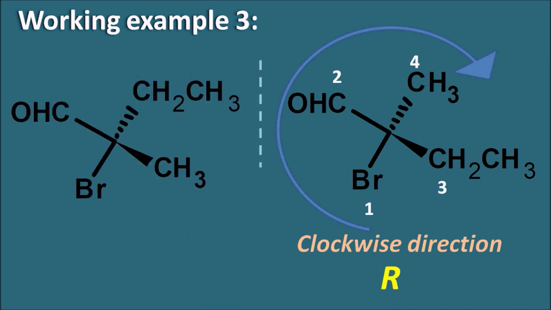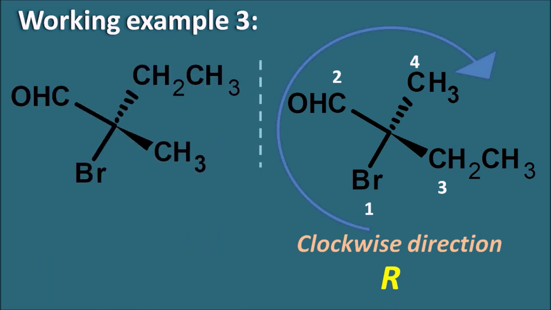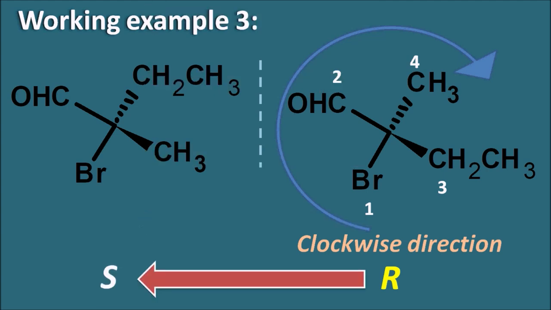Now what about the original compound? Since the mirror image is giving R configuration, the original structure will have S configuration. In this way, we can easily assign the configuration of the compound. So the original compound we are discussing has S configuration.